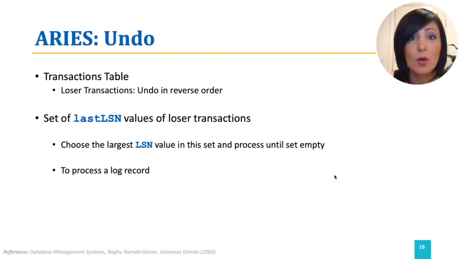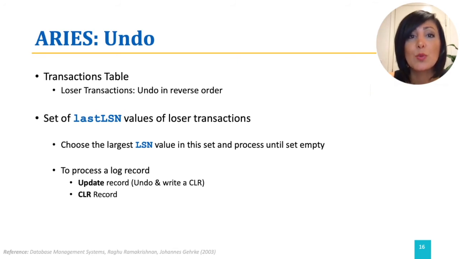To process a log record, if the record is an update record, it is undone and the corresponding CLR record is written for the undo action. And the previous LSN, which points to the previous record for that transaction, is added to the set of logs to undo. If the record is a CLR record, it means it is a log record for an undo action. Remember, we said we do not undo an undo. So, if the transaction is a CLR, it does not need an undo.